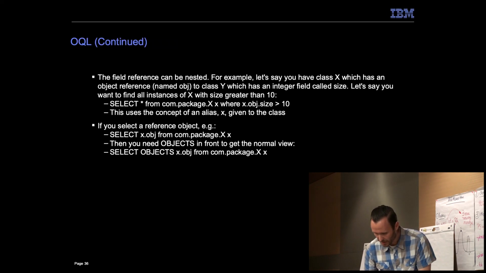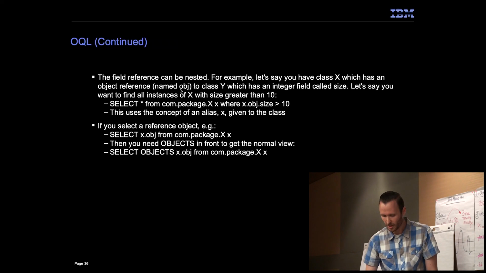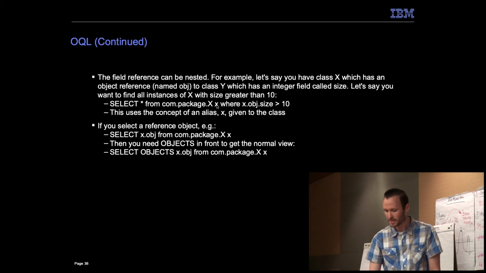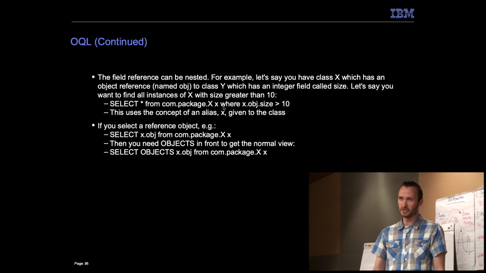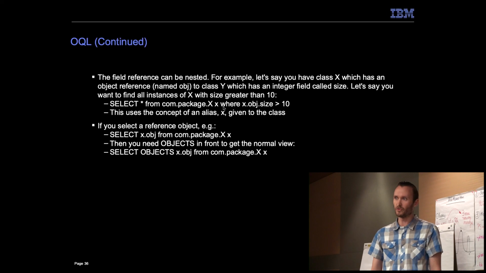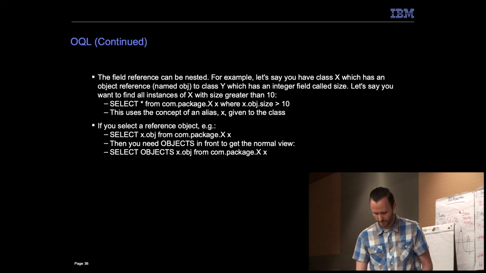I basically explained that. Just as another quick example, let's say we've got select all from package x where x.object.size greater than 0. In this case, size is an integer field of the object class. So you could do really powerful and quick queries across the dump.